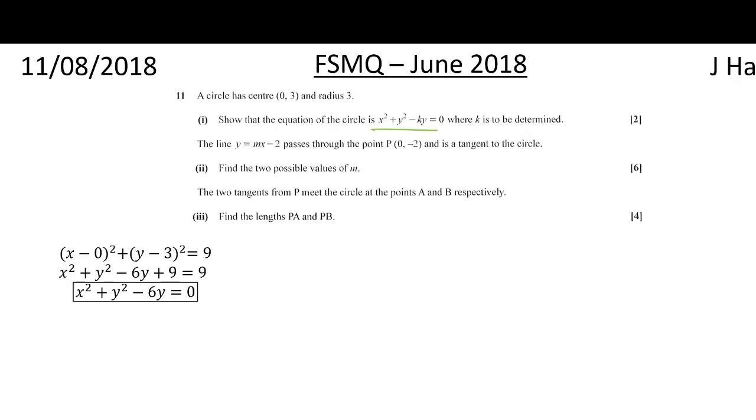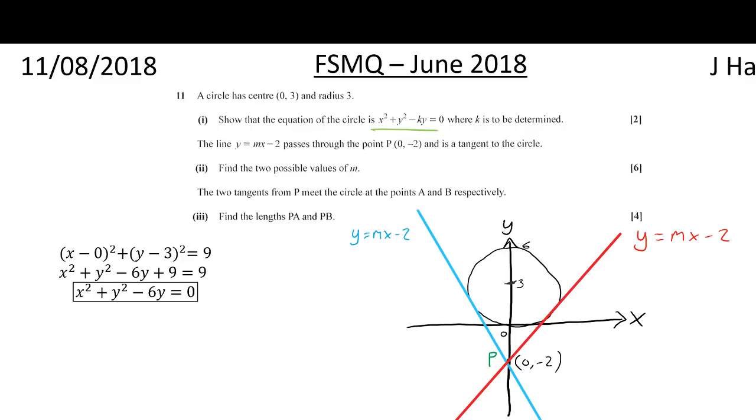The line y equals mx minus 2 passes through the point P, which is (0, -2), and is a tangent of the circle. Find the two possible values of m. So this is the diagram I drew. These are the two tangents. They've got to pass through this point P here.